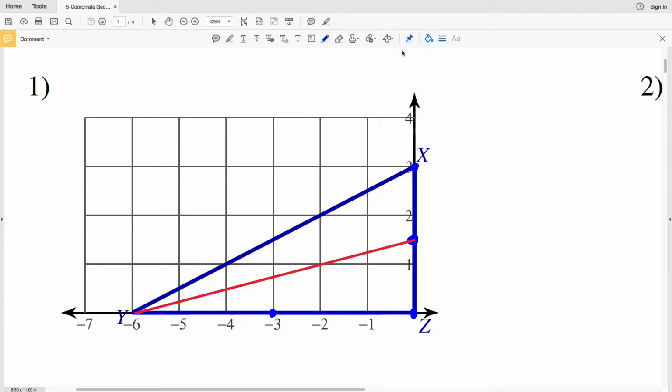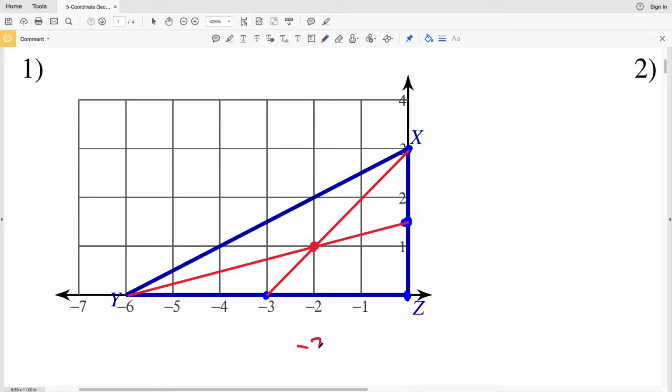So now we'll draw our other median. And since the centroid is where the medians intersect, we need only two medians to see that the intersection will occur at this point, and that point is -2, 1. So our centroid occurs at -2, 1 for number 1.